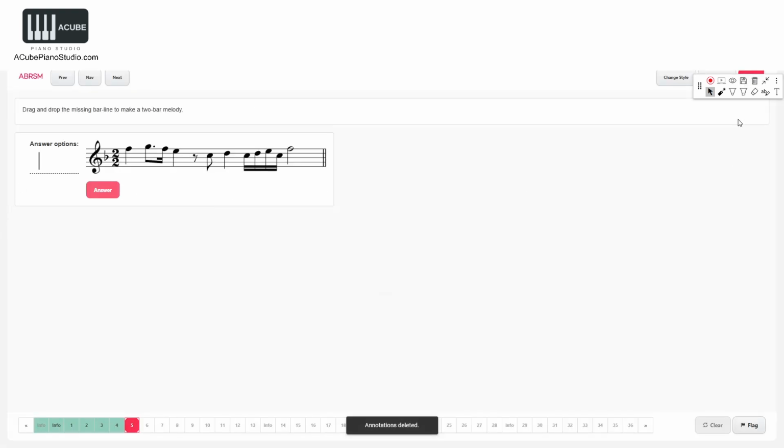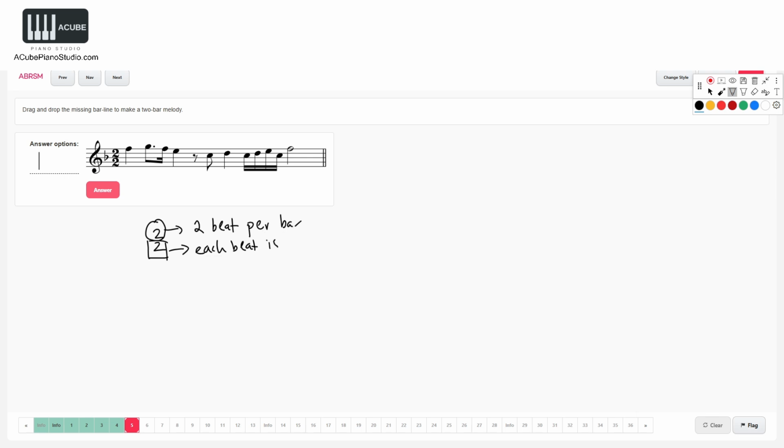Moving on, 2 time. The number at the bottom tells us what each beat is. So when you have 2 at the bottom, it means that you're counting in minim beats. The number at the top tells us how many beats there are in a bar. So I know that there are 2 beats in a bar, and each beat is a minim beat. In other words, 2 time means there are 2 minim beats per bar.